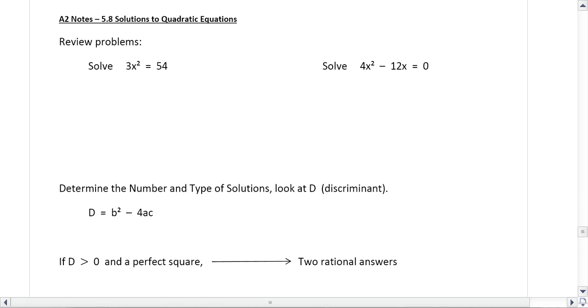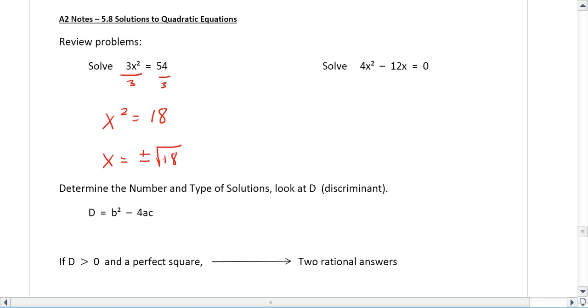So we're going to start this video with just a little review from earlier in the chapter. We're going to be asked to solve these two quadratics. So here, in the first example, when we don't have an x term, we know that we can use the method where we take the square root of both sides. So first we need to isolate the x squared by dividing 3 on both sides. And so I get x squared equals 18. And then we take the square root of both sides. So we get x equals plus minus square root of 18.